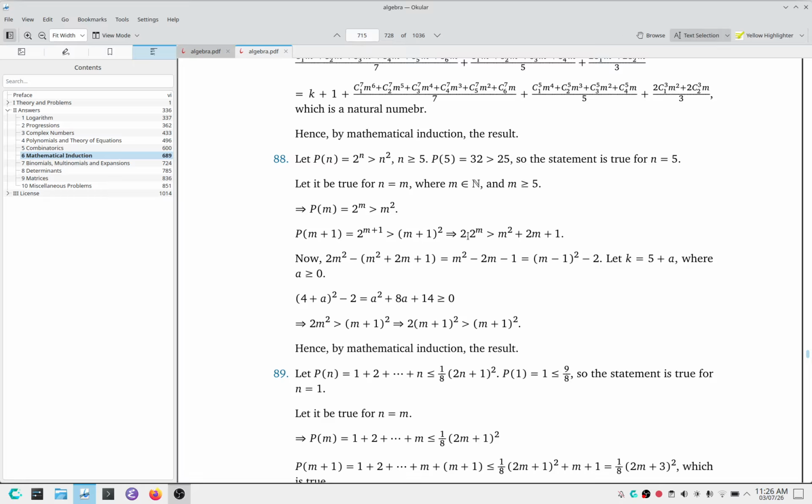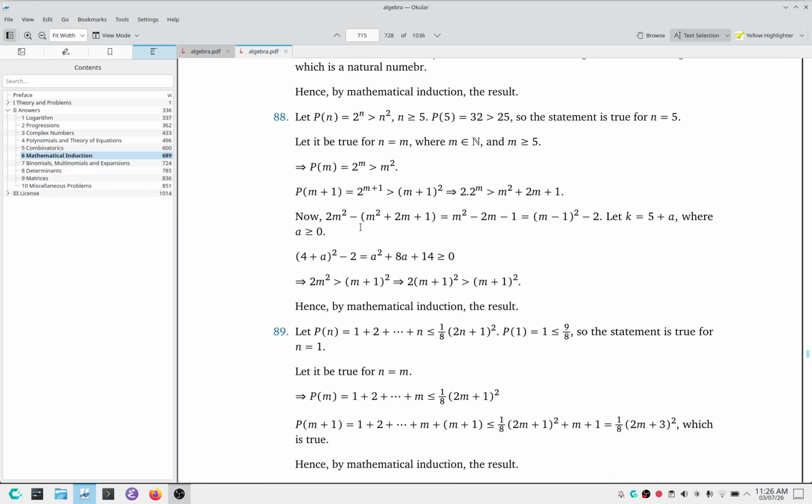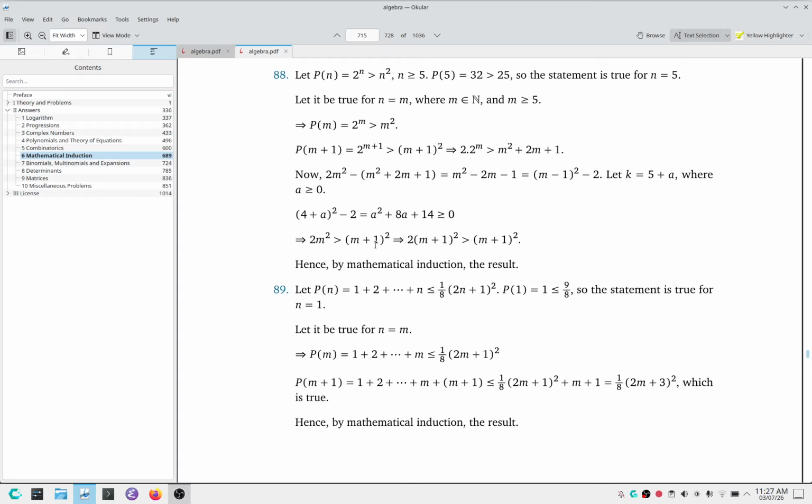Now what we do is, this implies that 2 times 2 raised to the power m is greater than m square plus 2m plus 1. So what we do is, we put 2 to the power m is equal to m square here. So we get 2m square minus m square plus 2m plus 1, which is equal to m square minus 2m minus 1, which is equal to m minus 1 whole square minus 2. Now we let m is equal to 5 plus a, where a is greater than or equal to 0. So 4 plus a whole square minus 2 is equal to a square plus 8a plus 14, which is greater than or equal to 0. And thus we have 2m square greater than m plus 1 whole square. It implies that 2 to the power m plus 1 is greater than m plus 1 whole square, and hence by induction we have the result.